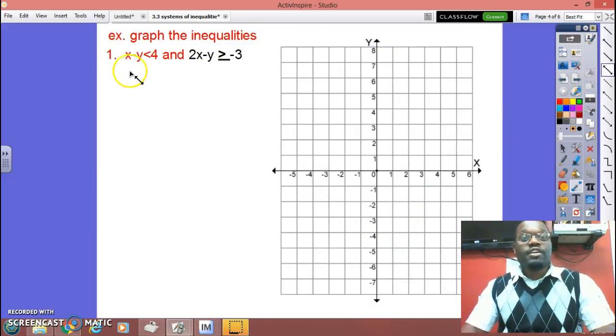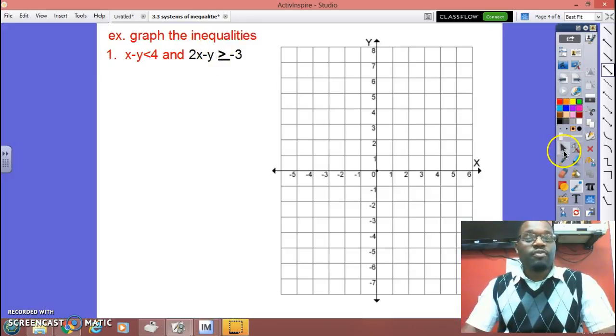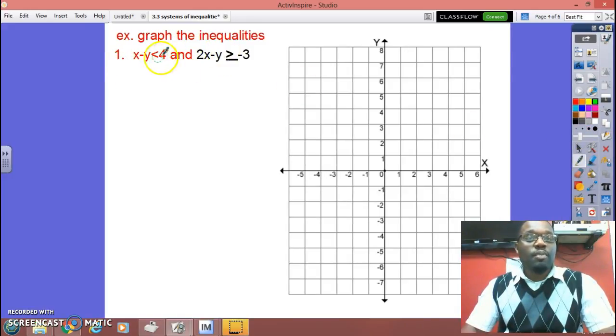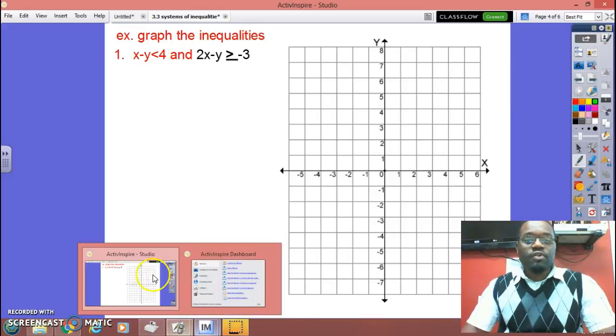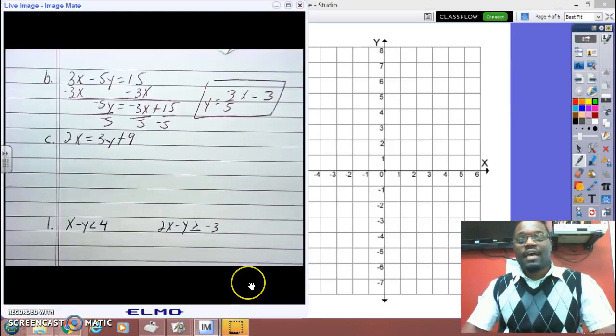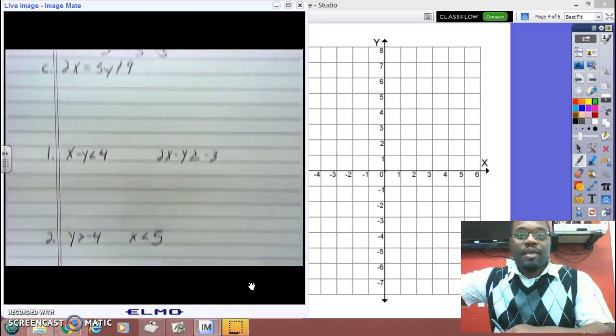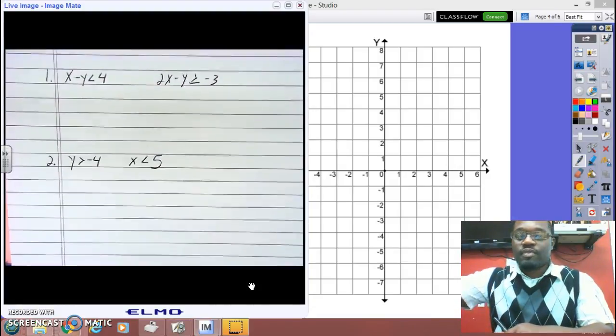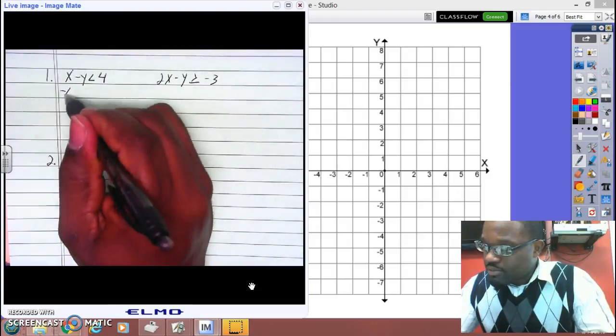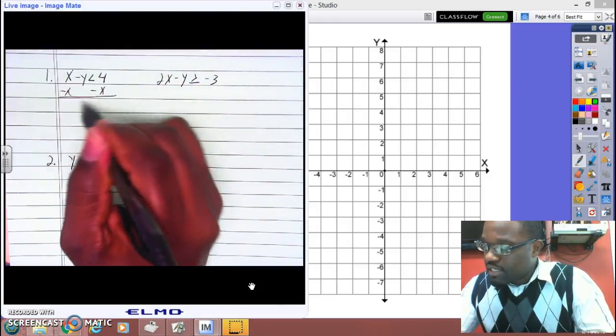And before we can graph these, we need to put these in the proper form. All right, so what's the proper form? It still is y equals mx plus b. So what I'm going to do is put these in the proper form. Again, in order for me to do that, I got to go back to my paper and put them in the proper form. I got to subtract x from both sides.